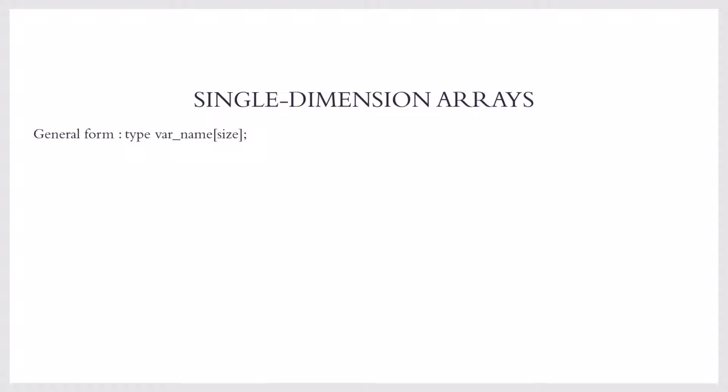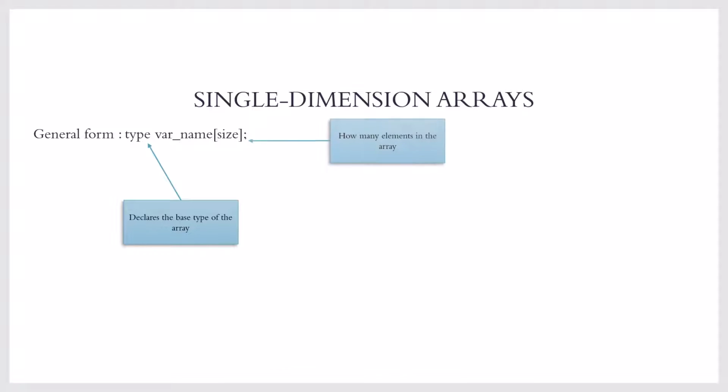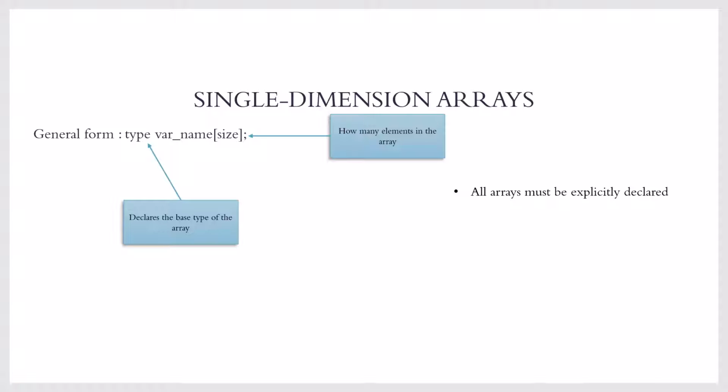Now coming to single dimension arrays, the type would declare the base type of the array. So that would be character, integer, float, etc. The size would indicate the number of elements in the array. Important points to remember in terms of arrays, all arrays must be explicitly declared. Just like variables, remember the array is a variable and cannot be used without being declared.